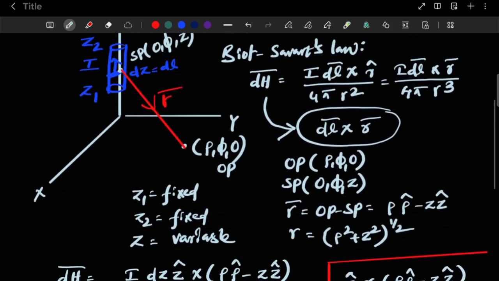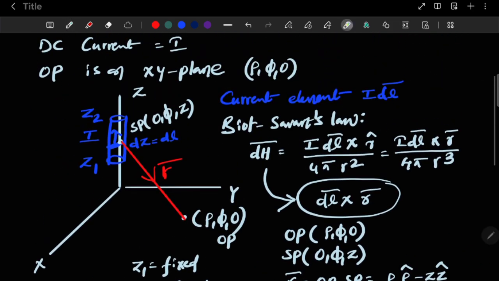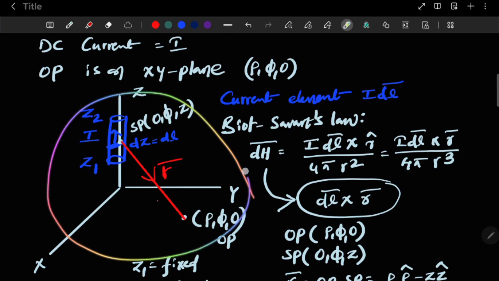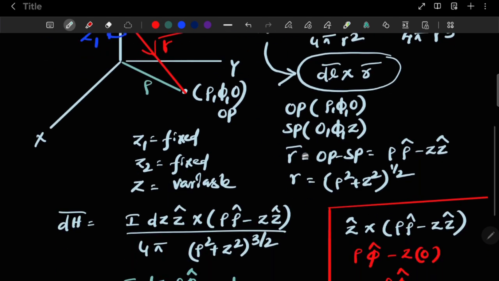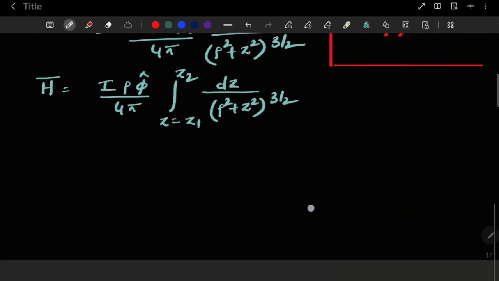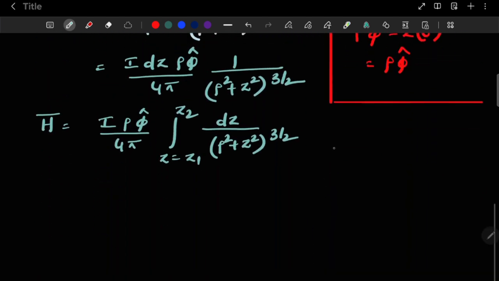Now from the diagram, I'm taking the right angle triangle here just by connecting. Where is this observation point? On the xy plane. So if you connect like this, it will become rho. Then we have to connect the lower end towards the observation point and the upper end also towards the observation point. Another diagram I'm going to draw here. See carefully.